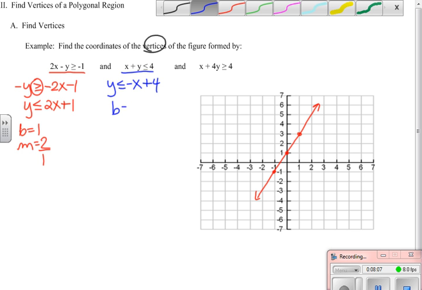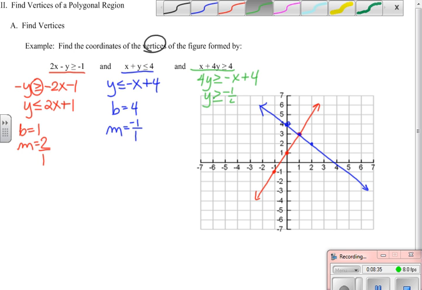So now I have a y-intercept of 4, and I have a slope of negative 1 over 1. Down 1, right 1, down 1, right 1. And I have a line that cuts down like this. My last one, subtract x from both sides, greater than or equal to negative x plus 4. Divide everything by 4. Y is greater than or equal to negative 1/4 x plus 1.